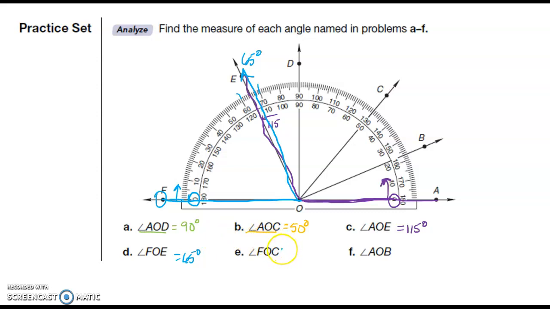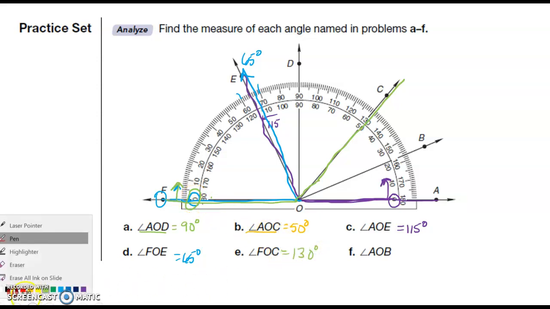FOC. Let me change colors. FOC. Again, I'm going to start at 0 and increase on the outside. So it goes all the way up to 90, and then it comes over to 130. And I'm reading off of the outside because that's where I started at 0, right? So this is 130 degrees.